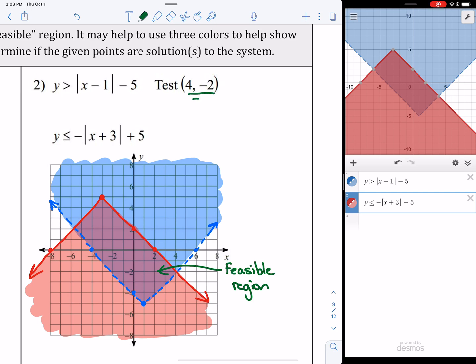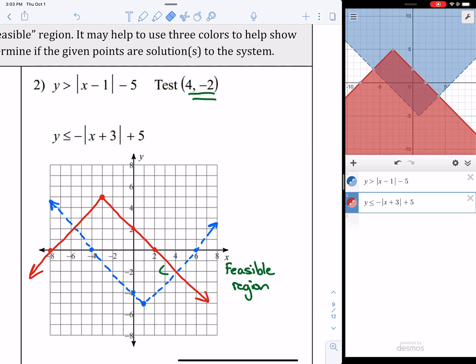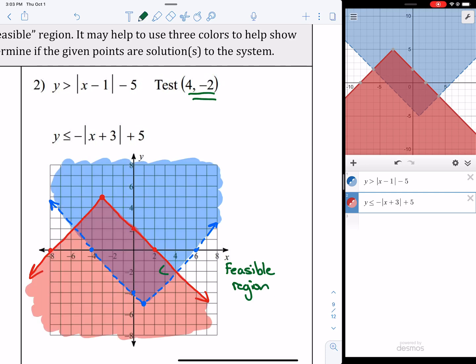So we have 4, -2. The question is, is that point in that feasible region? So 4, -2, I got to move my arrow because 4, -2 is actually located right there near where I drew my arrow through there. So 4, -2 is tricky, and it's the ones they really like to ask you about because it's right there on the border of that feasible region.